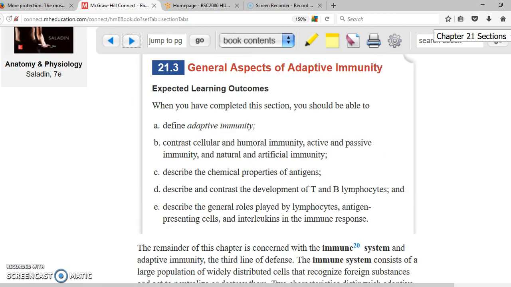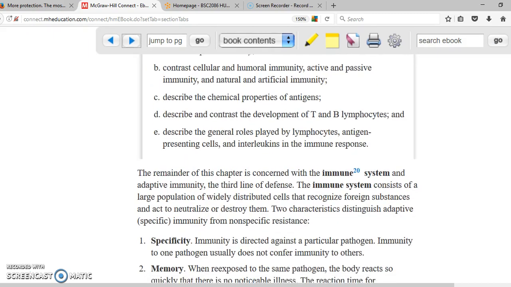The next topic is going to be general aspects of adaptive immunity. This is basically the one that relates to the specific part of our immune system. Remember that we said there are 3 different levels: level 1, level 2, level 3, right? We said the first 2 are non-specific, such as the skin, but the third one is the area where we need to talk about antibodies, as well as the cells that we have here. So let's start with this.